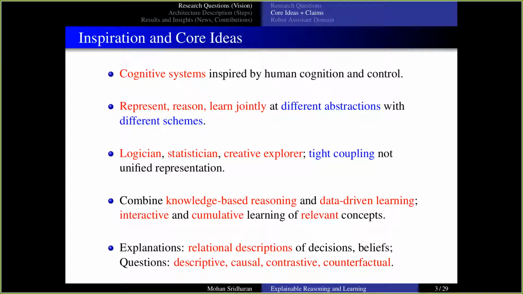We're going to combine this kind of knowledge-based reasoning and data-driven learning, and I'll show examples. And we want the robot to learn interactively and cumulatively. That is, as we get more and more data, we don't want the robot to get slower.